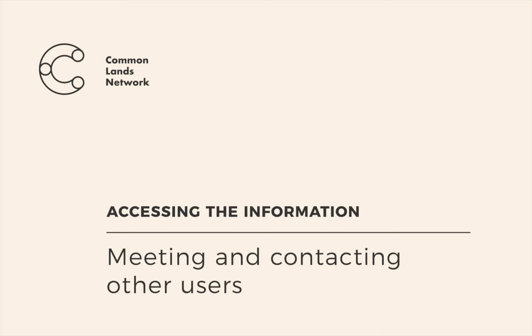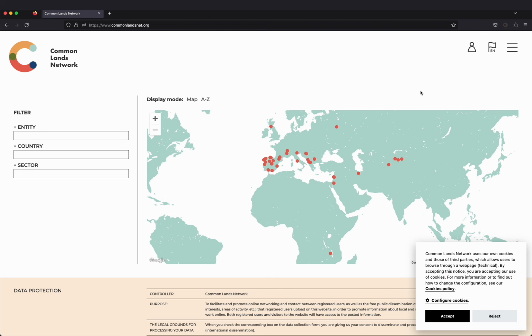Accessing the information. Meeting and contacting other users. To begin with, you're going to learn how you can access and filter the information available on the Common Lands Network digital platform. This is the homepage. This is what you see when you access the platform.